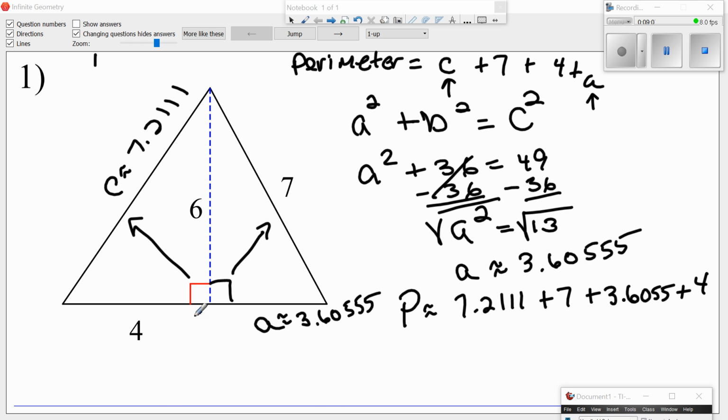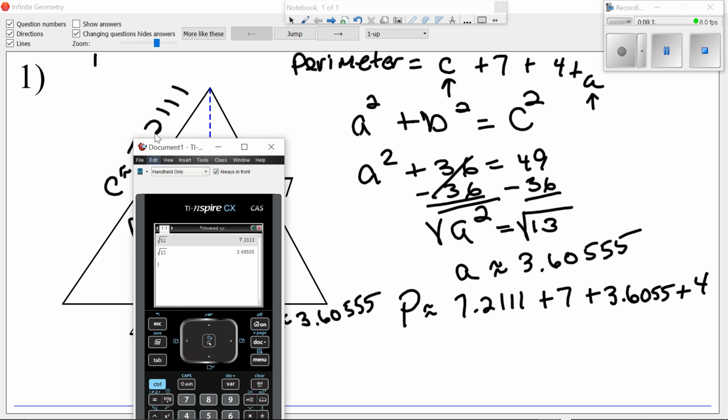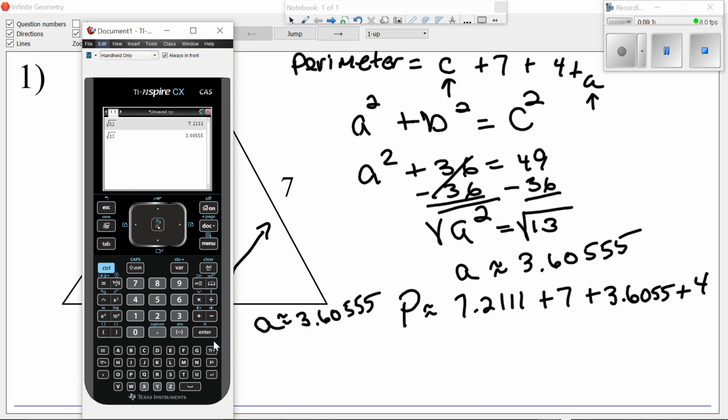Okay, put them in your calculator. There's nothing wrong with putting it in your calculator. Don't want to waste time, especially on a quiz. Okay, most important part is you know how to do these things. It takes quite a few steps, and you're pretty good at this if you can do these. So, perimeter, 7.2111 plus 7 plus 3.60555 plus 4. I hit enter and I get 21.